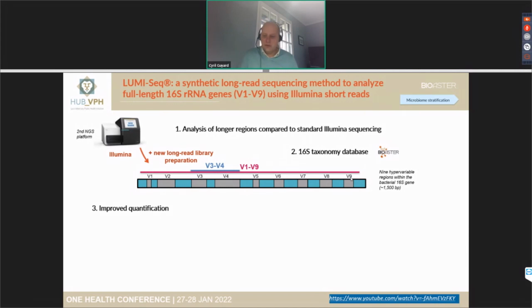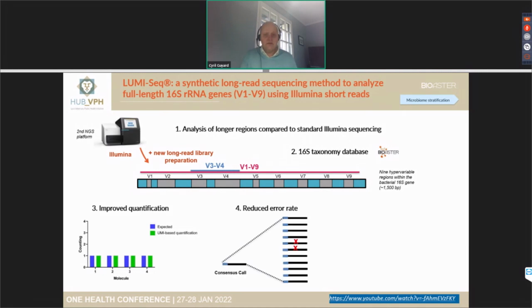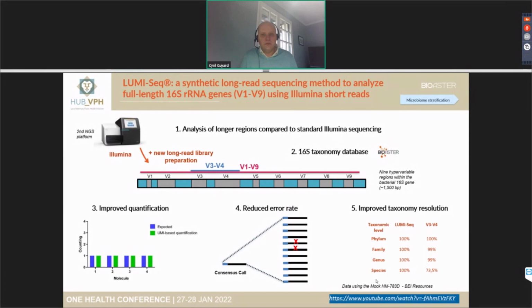Here we've developed a tool that provides you a full picture of V1 to V9 with reduced error rates. With specific methods, we are able to go up to 100% of sequencing with differentiation of species, where the classical methods reach 73.5% identification of species with V3-V4.